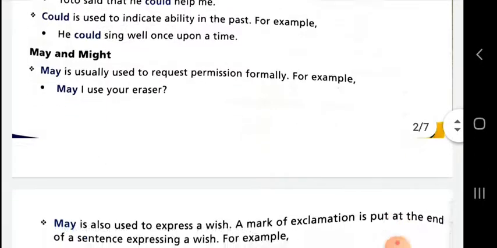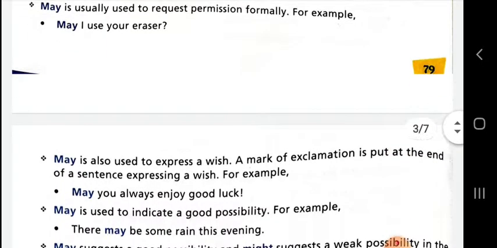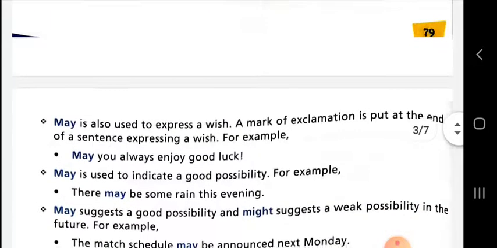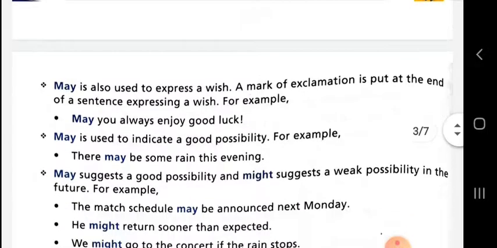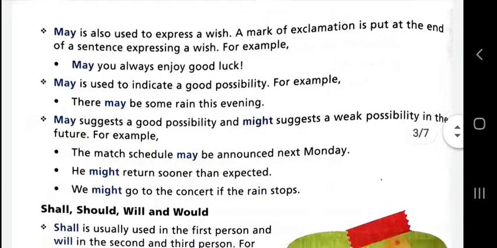May I come in? And next point, may is also used to express a wish. A mark of exclamation is put at the end of a sentence expressing a wish. May you always enjoy good luck. May is used to indicate a good possibility. There may be some rain this evening. It may rain today.